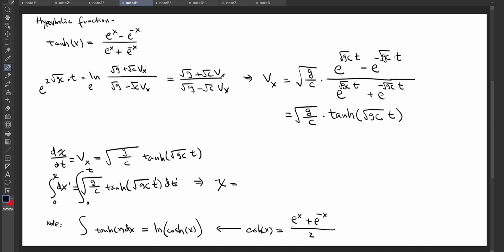So x now equals the coefficient here. We still need to copy that. And then we also need to copy the effect of this coefficient, the square root of gc, which becomes 1 over square root of gc when you do the integral, and then the natural log of a cosh function.